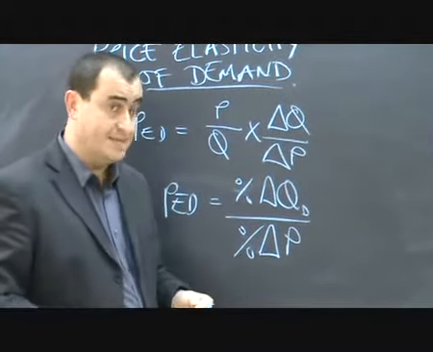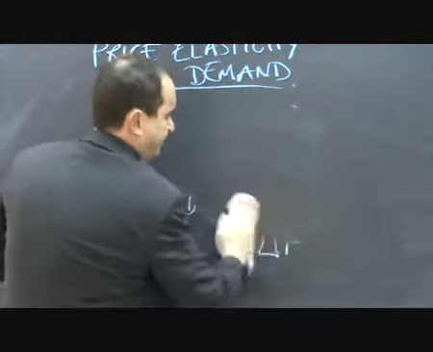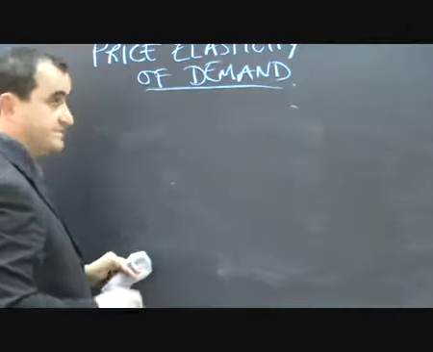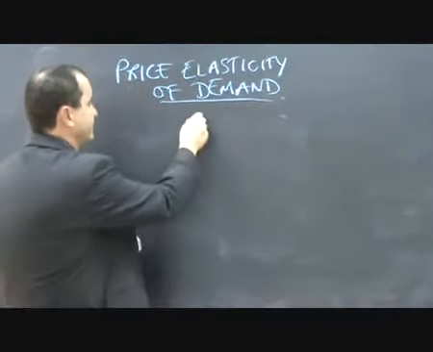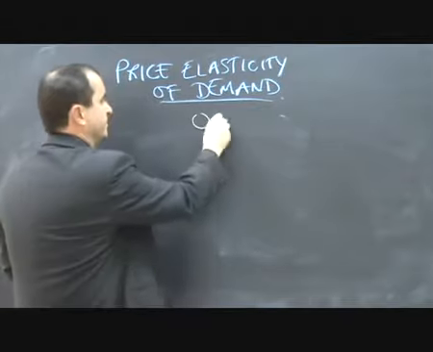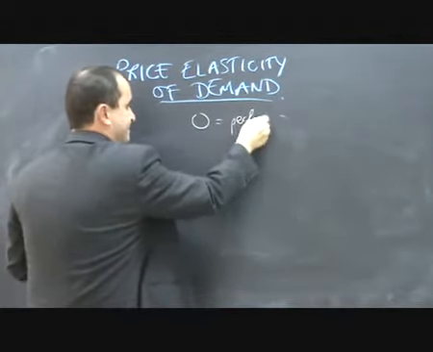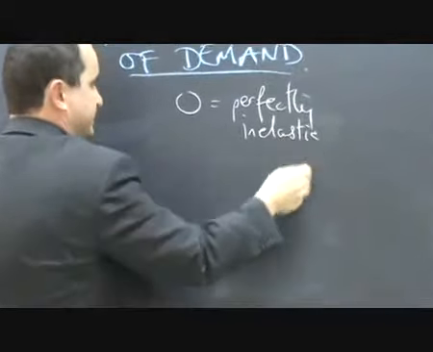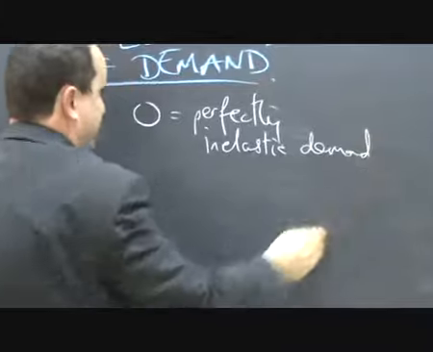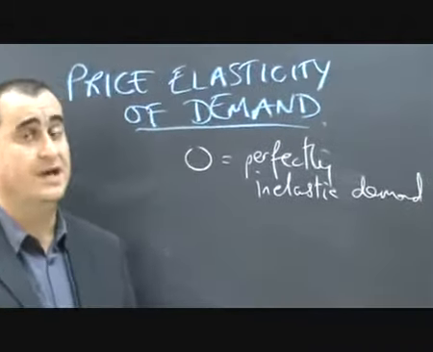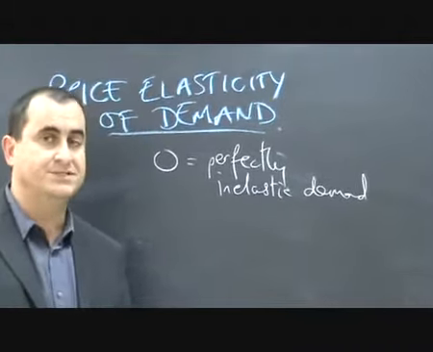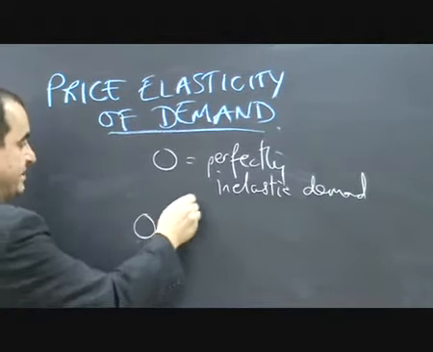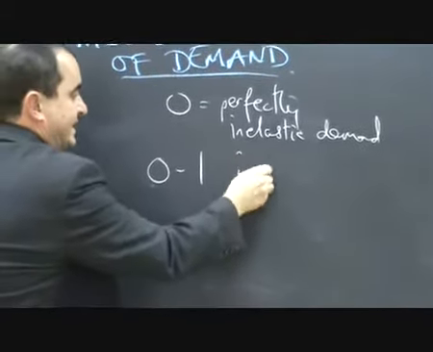What do the numerical values mean? Well, ignoring the negative property of the numbers, just for making it easier's sake, if the value is 0, you have perfectly inelastic demand. This is the extreme case where a change in price makes no difference to quantity demanded. Quantity demanded remains exactly the same. If it's between 0 and 1, you have inelastic demand.